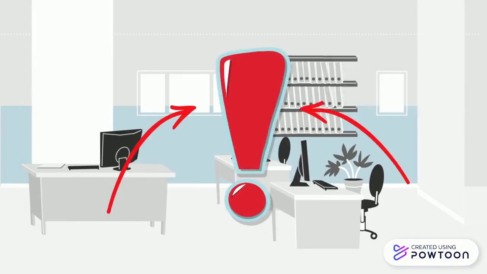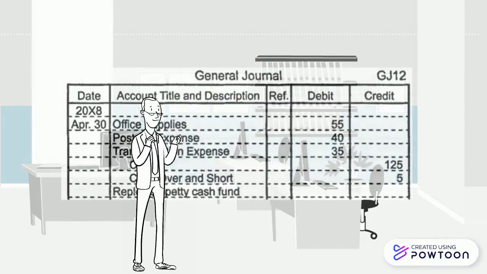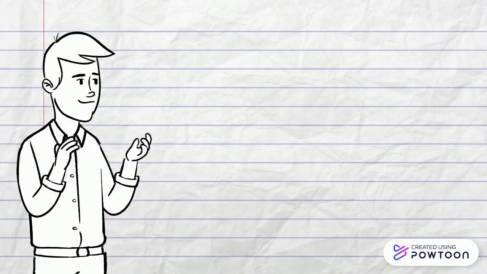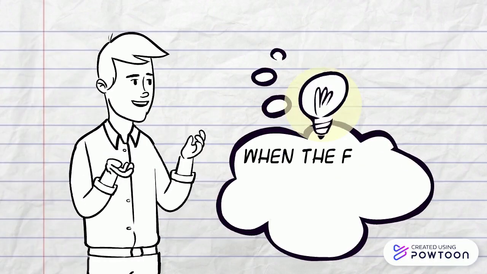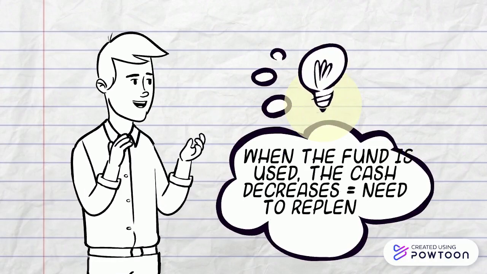Remember to note that because payments are made from petty cash, no journal entries are made. Journal entries are only recorded when the fund is replenished, which we'll see in the next step. It's important to know that as the fund is used, the cash decreases, meaning the fund must be replenished.